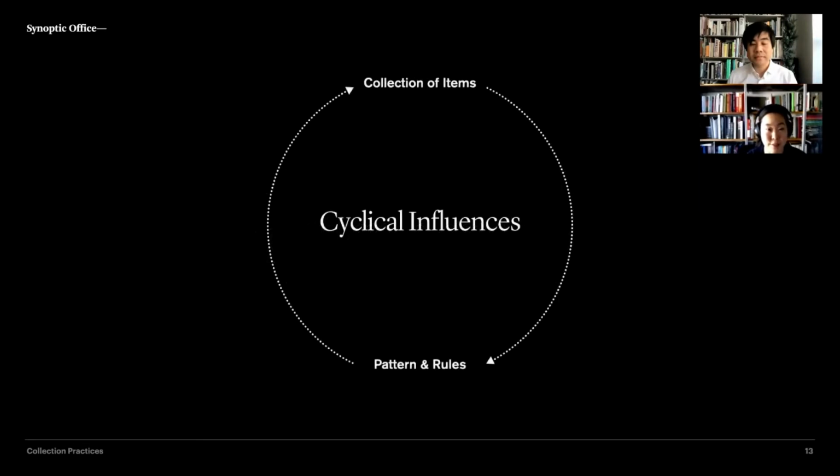As type designers, we often look at historical references while designing type, but Caspar and I, we're really passionate about looking at collections of things and even collections of typefaces because we begin to see and learn from the larger visual, historical, cultural trends at hand. And we really believe in this idea of cyclical influences, with a collection of items and then seeing its patterns and rules.